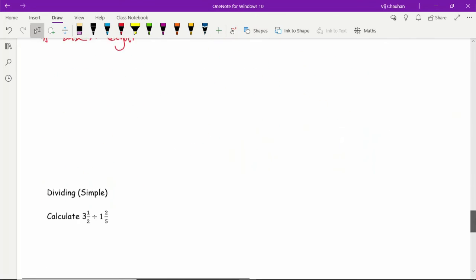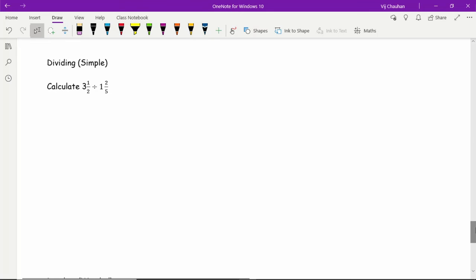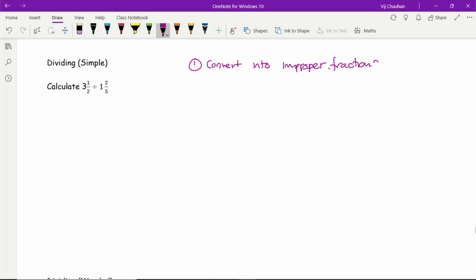So let's have a look at the next one. Here we're looking at dividing. Again, let's just write down the steps for us to do this. The first thing we want to do is convert into improper fractions. So that's the first step.